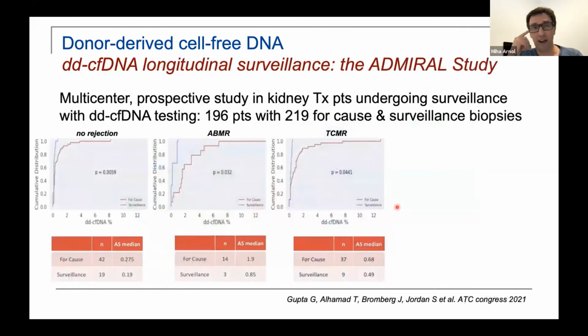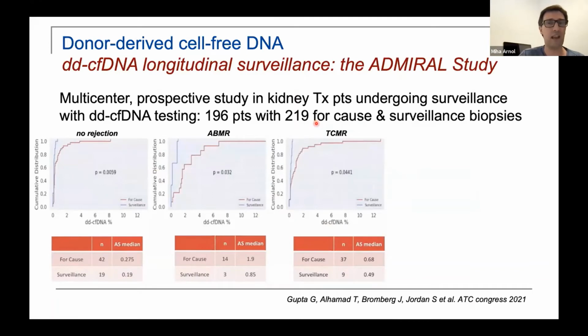And then finally, we come to the largest study so far, the so-called ADMIRAL study, which is a multi-center prospective study of kidney transplant patients undergoing surveillance with donor-derived cell-free DNA. The first results were published at this year's ATC Congress in almost 200 patients with more than 200 for-cause and surveillance biopsies.